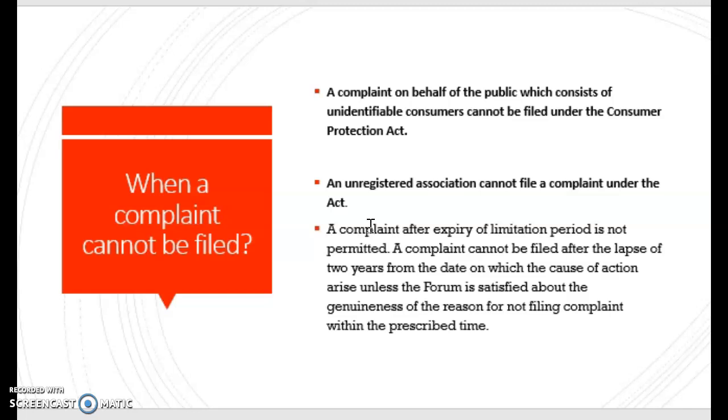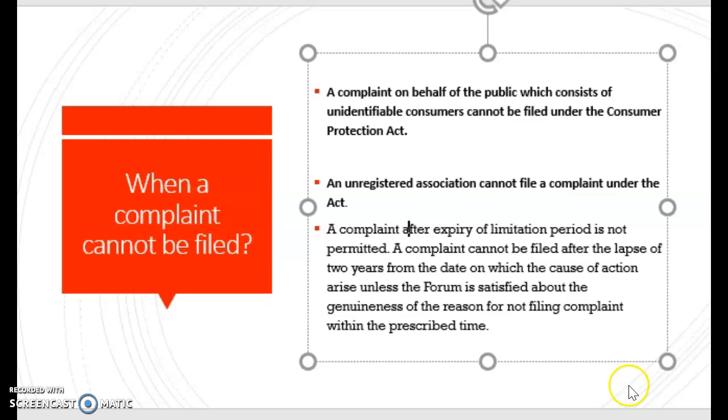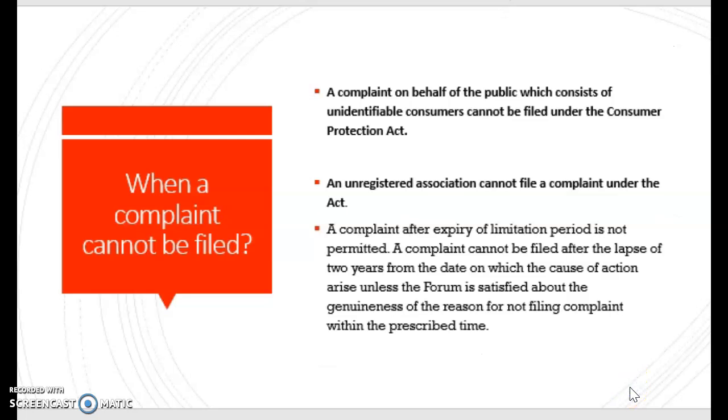Another is where an unregistered association is there, then this unregistered association also cannot file a complaint under the Act. Thus, when we talk about the Consumer Protection Act, it is important to understand the ambit within which a complaint can be filed, who can file a complaint, on what grounds a complaint can be filed, and what are the reliefs that a complainant can ask for before the court of law. So this was about the basic concepts.